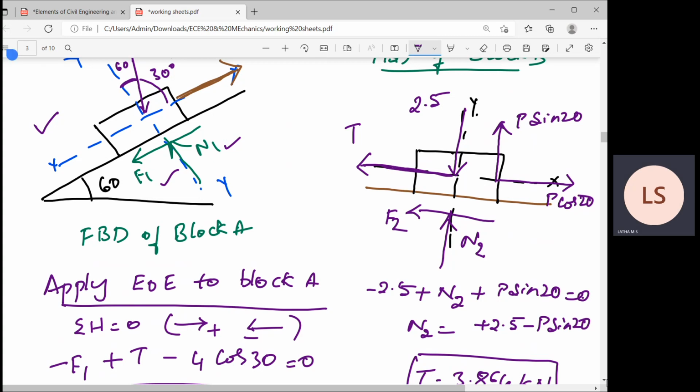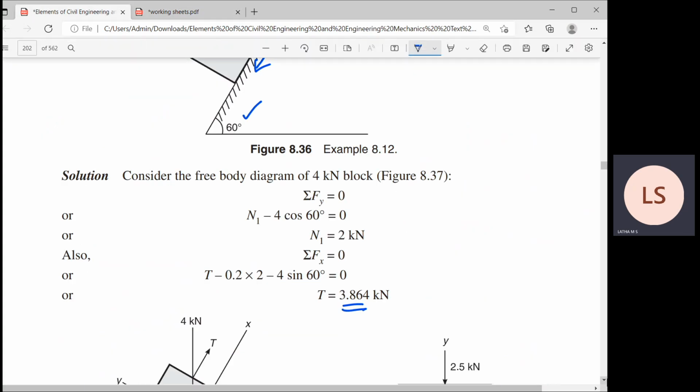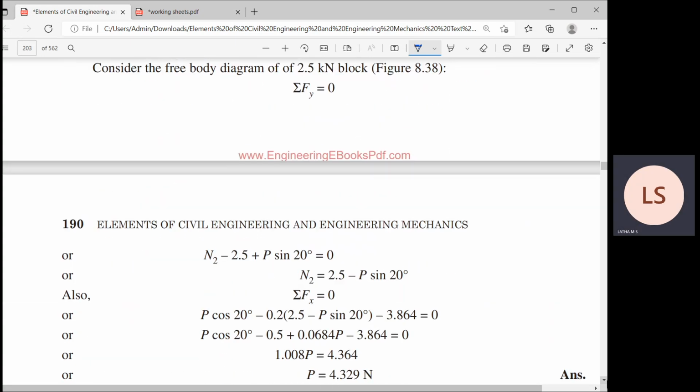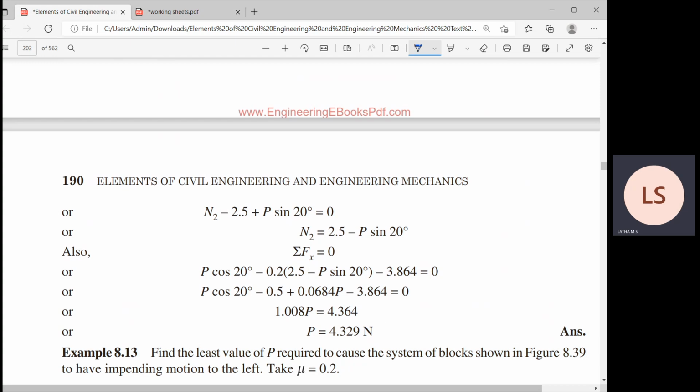Upon solving all the equations, we'll get the end result as the value of P as 4.329. Okay, students, with this learning, I'll end the session. Thank you all.